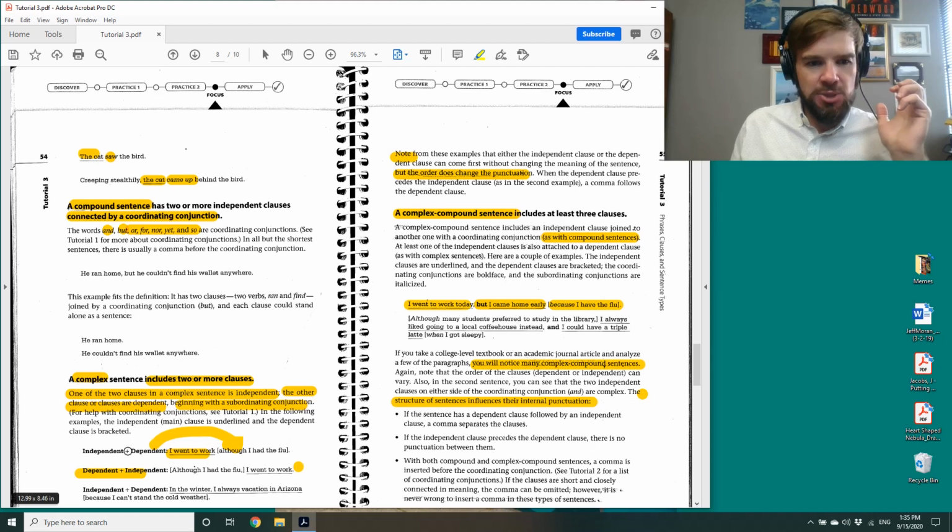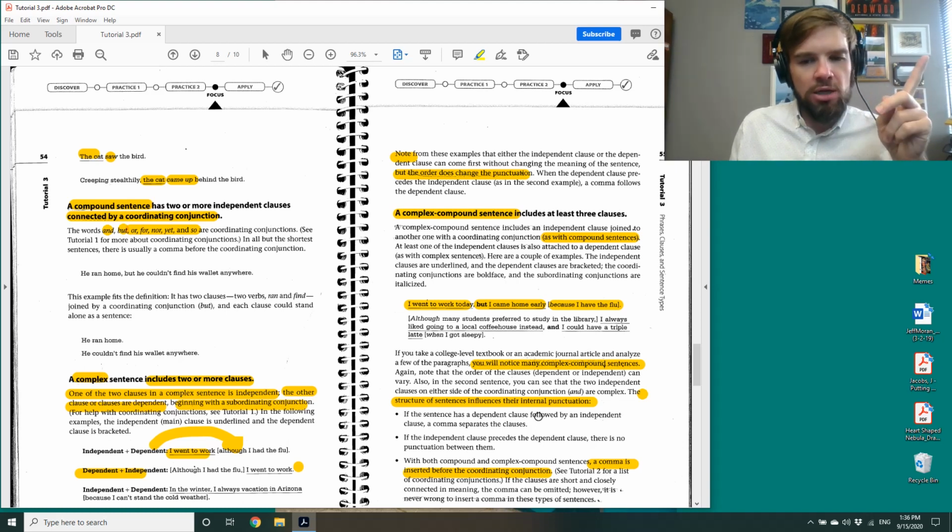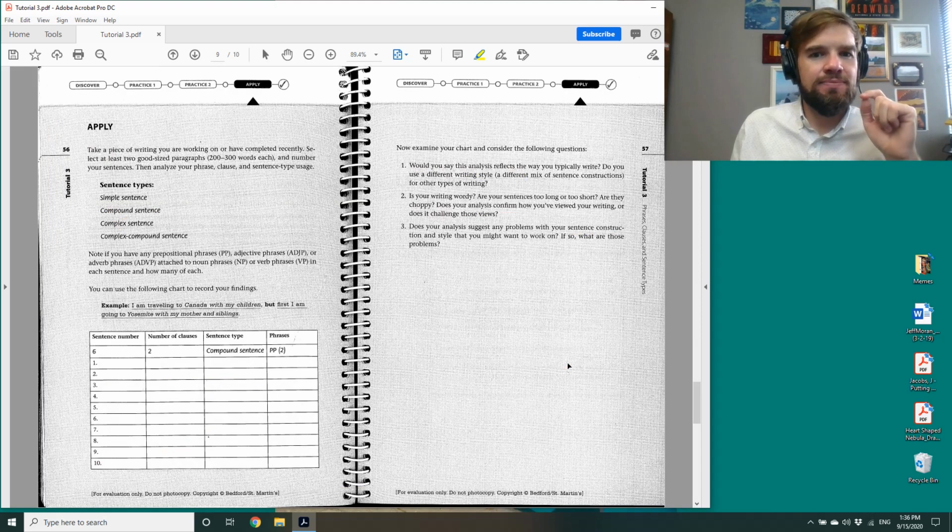That's like this first example here on page 54. With both compound and complex compound sentences, a comma is inserted before the coordinating conjunction. This is another important comma rule. If the clauses are short and closely connected in meaning, the comma may be omitted. However, it's never wrong to insert a comma in these types of sentences.